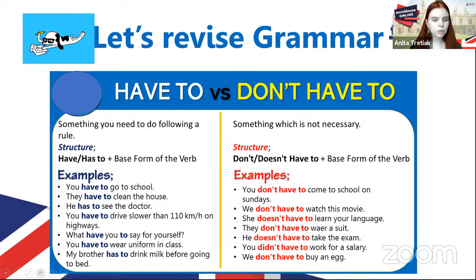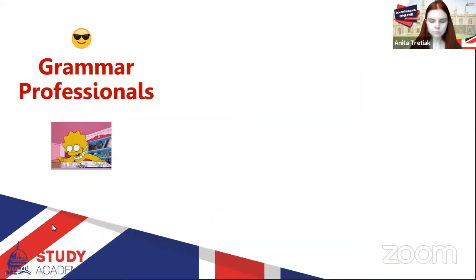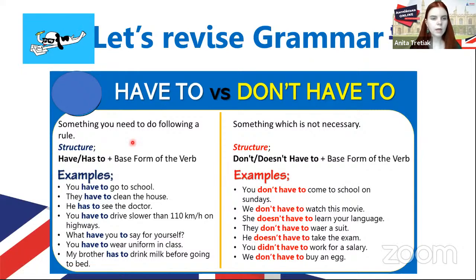What about the structure of this thing? Here it is, the structure: have or has to plus base form of the verb. What does it mean and why do we have two words like have to and has to? So first of all, have to is used with I, we, you, and they. And has to is used with the third person. It's he, she, or it. So remember, have to: I, we, you, and they. Has to: he, she, and it.